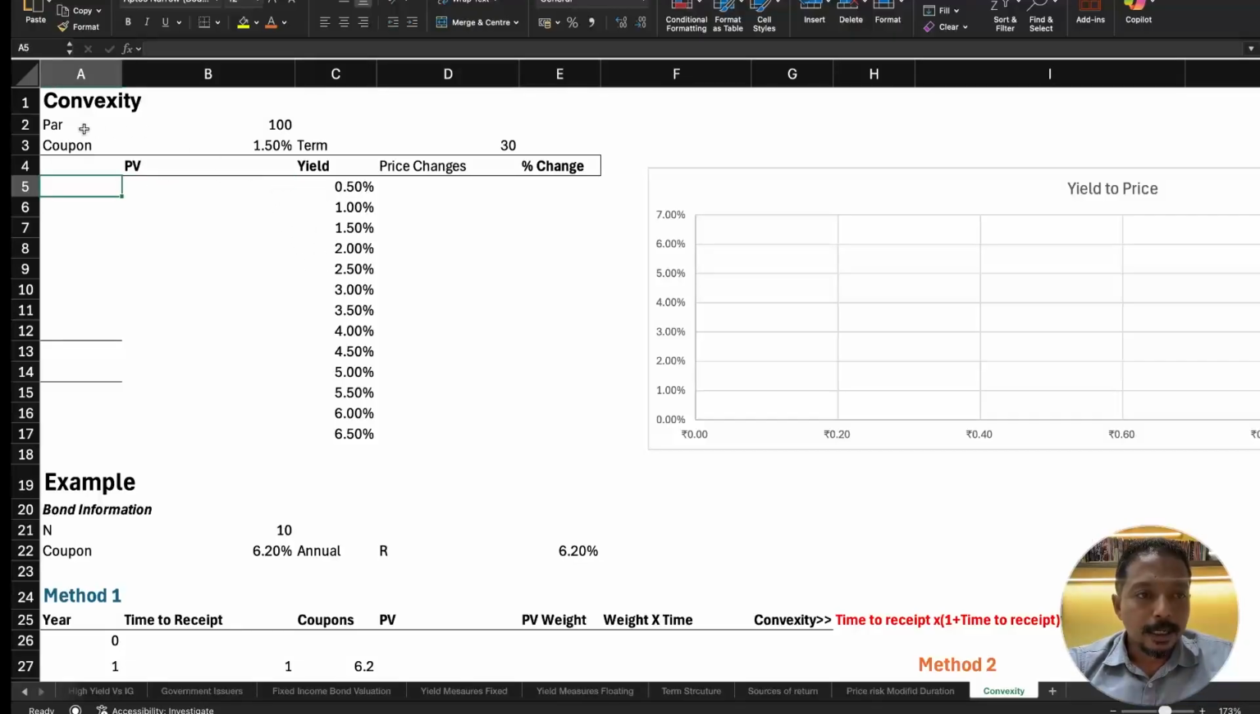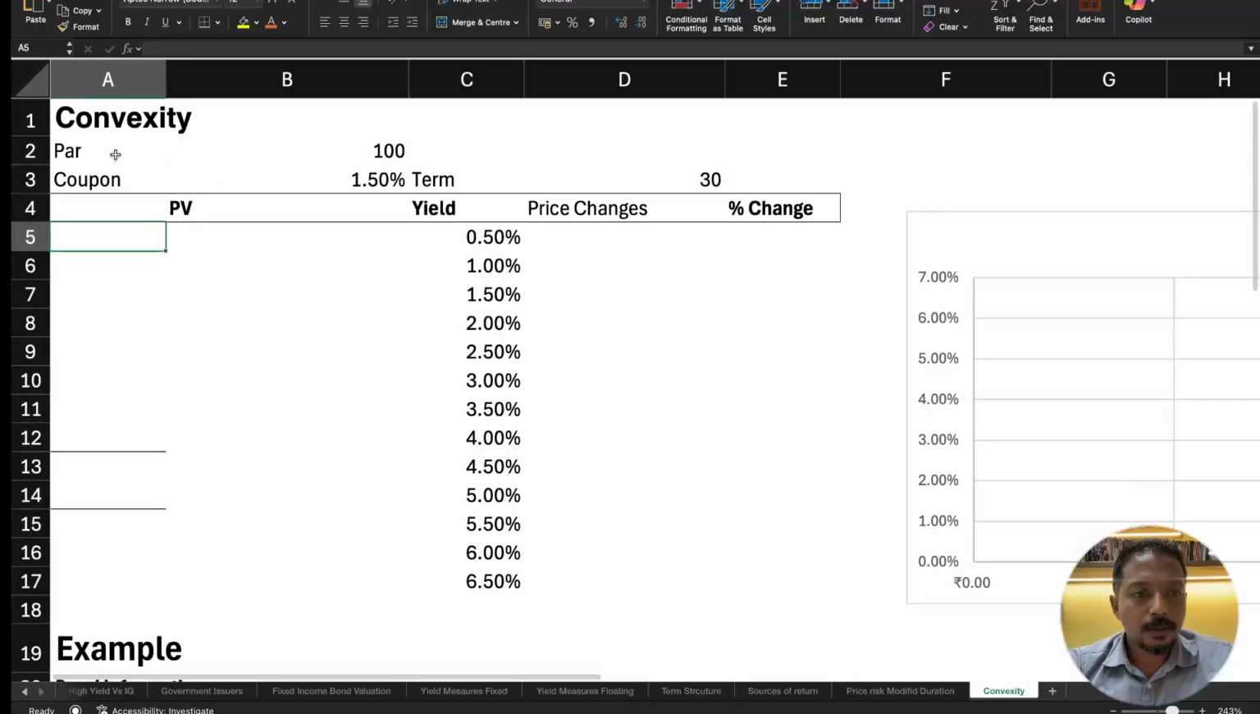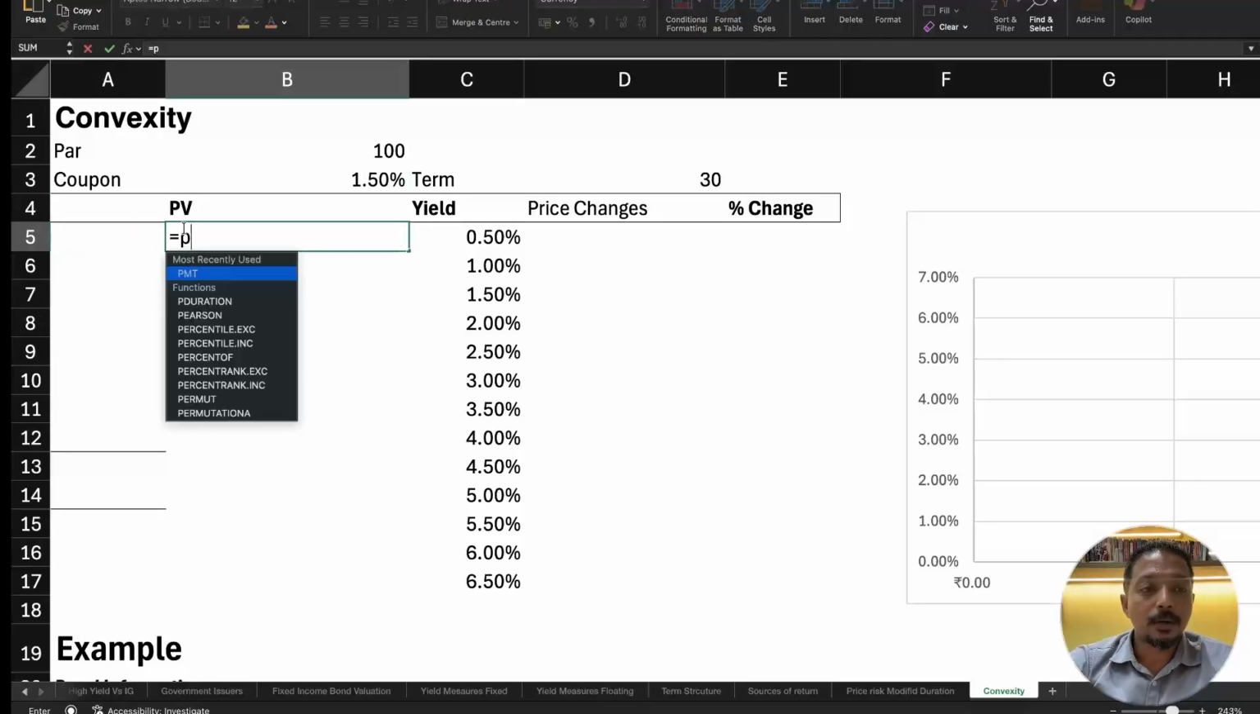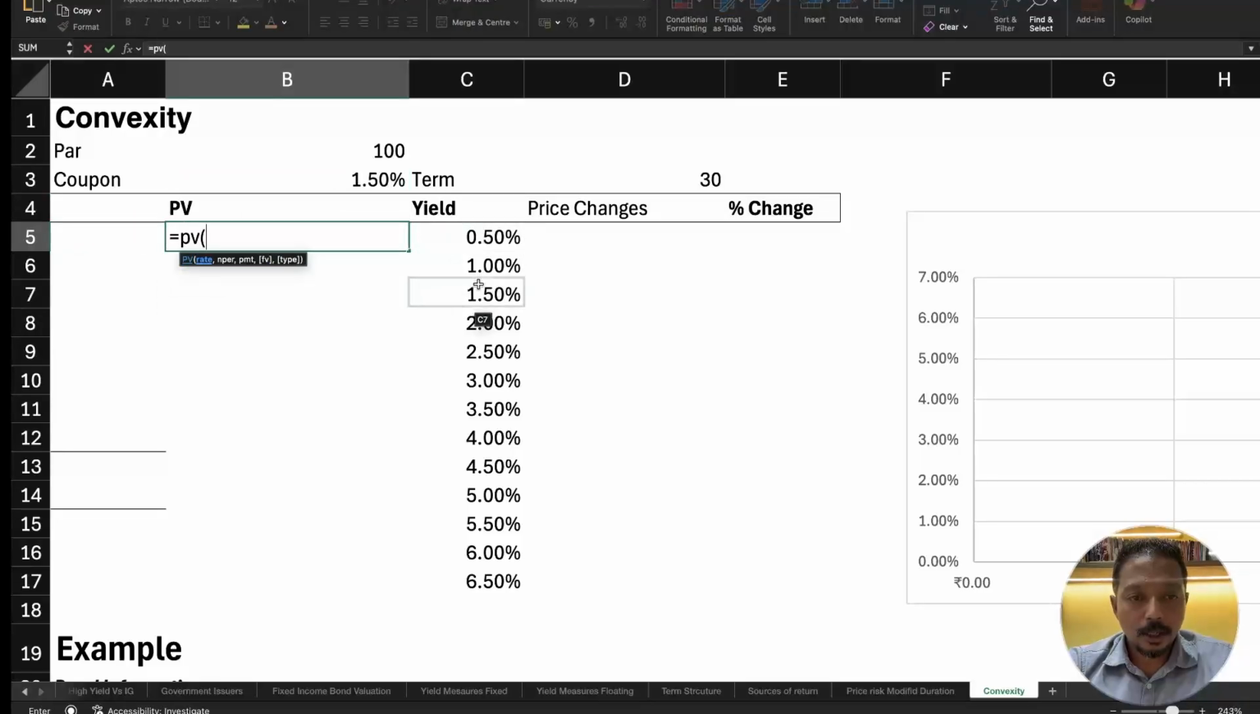So I've taken an example of a bond out here, if it's visible. It's a par bond. 1.5% is the coupon, which means that the yield is also the same whenever I'm saying the bond is par. Now let's try to calculate what the various present values are when these yields change by 0.5%, or 50 basis points. So I'm going to select the rate, which is going to be the yield.